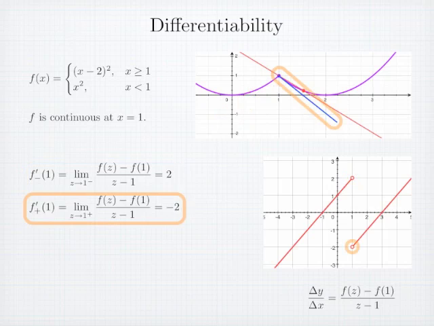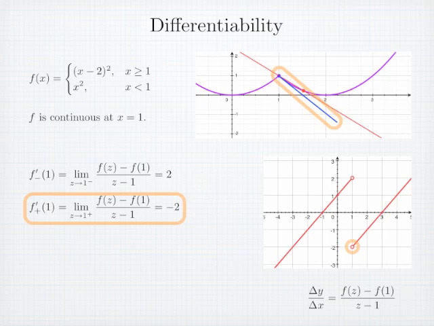On the other hand, if I think about the right branch, as z approaches 1 from the right, we can see that we get a different tangent line. The slope of that tangent line is negative 2, which corresponds to the limit from the right as z approaches 1 from the right. The slope of my secant line has a value of negative 2.